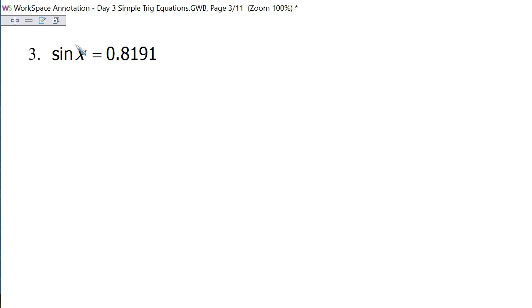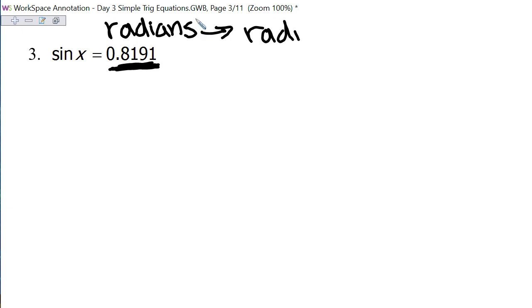But the first thing you need to note is that this number right here, this is in radians. So you need to make sure that your answer is in radian mode. So first thing, make sure you're in radian mode. If you're in degree mode, you won't be getting the same answers as us. So step 1, make sure you're in radian mode.